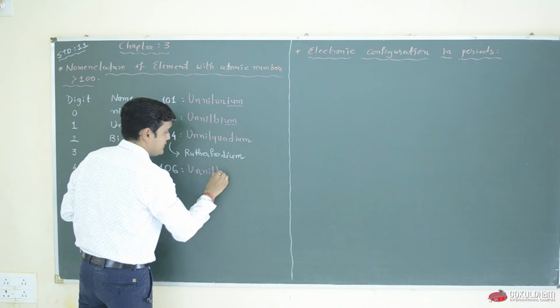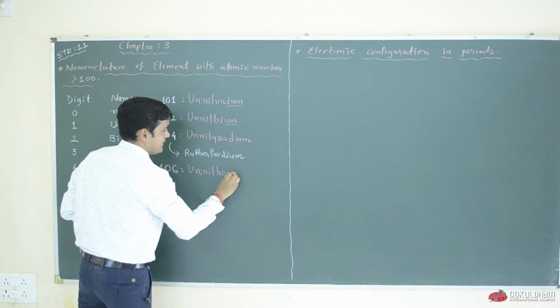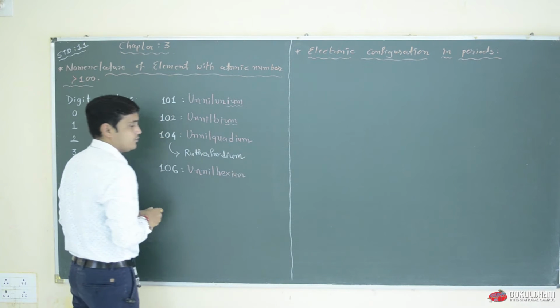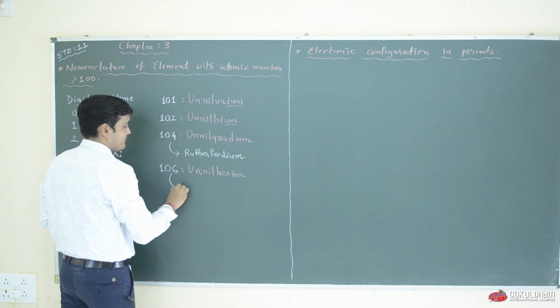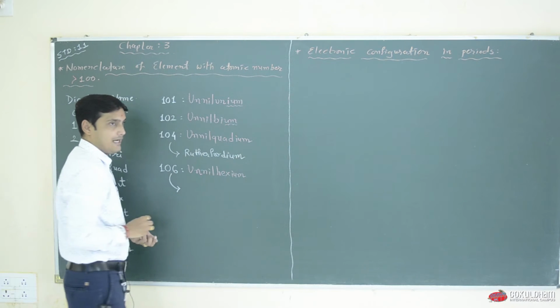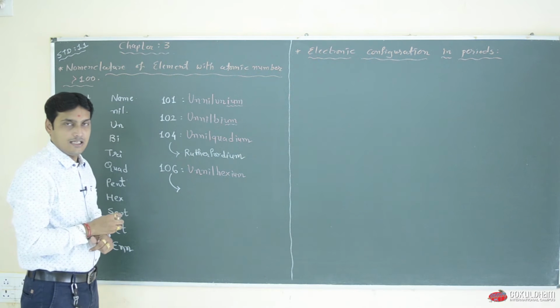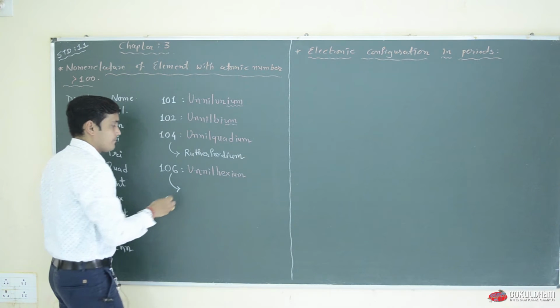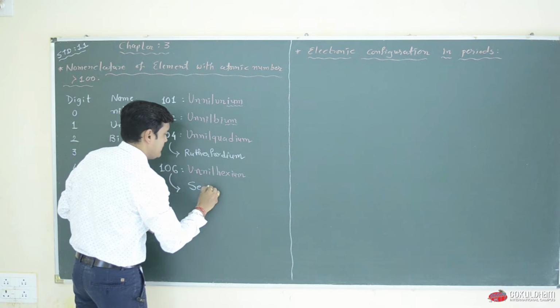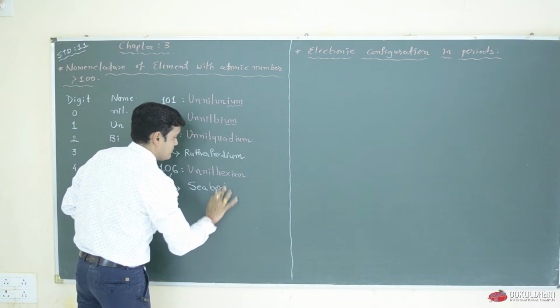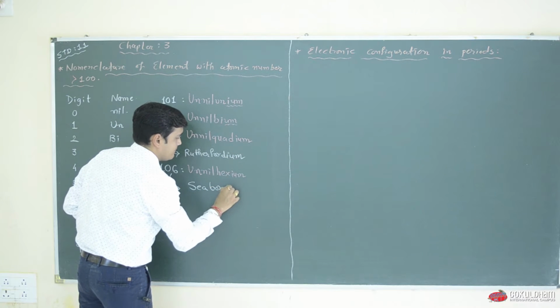Suppose we want to make the nomenclature of 106. Then 1 means un, 0 means nil, 6 means hex, and then our suffix is ium. This 106 element was invented by the scientist Seaborg. So this 106 name is Seaborgium.